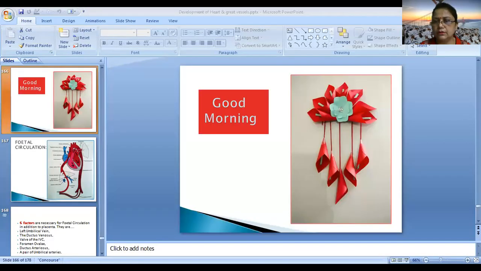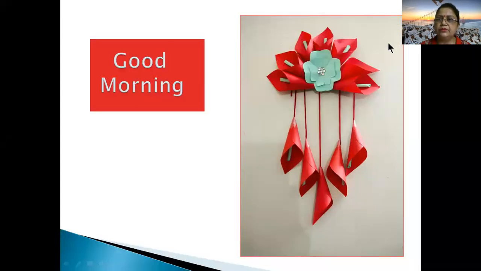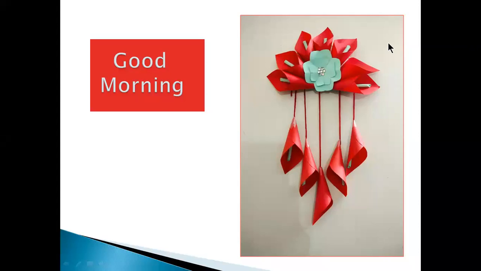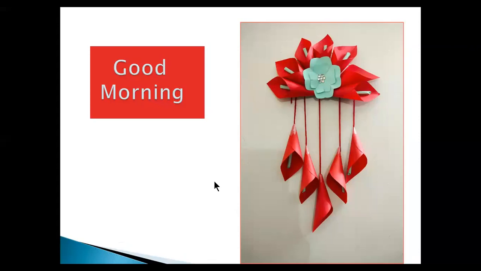Today I have come up with another topic from development of heart and great vessels. Let's share the screen. So in the very beginning, I'd like to share a beautiful graph done by one of our students before proceeding towards the topic. I hope everybody likes it.